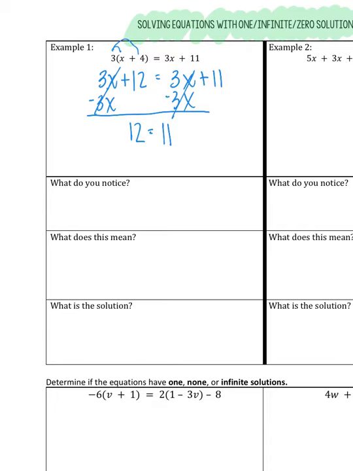And you'll notice a couple of things. I want you to pause the video for a second and try to recognize things that you notice about that equation. Hopefully you were able to see, first of all, that the x's canceled. Second thing you should notice is something about this equality statement. Is it true? Of course not. 12 does not equal 11 in this world.